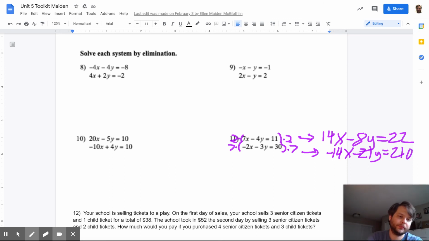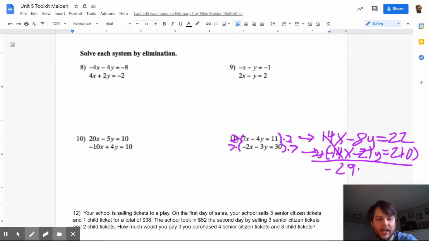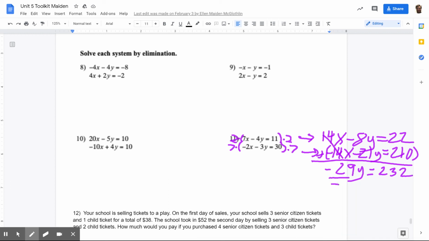Now they're matched up. We have a positive and a negative, so we're going to add those two equations together. So here we have 0x, we have negative 29y, we have, what is that, 232. I bet that if we divide by 29, we'll get a whole number. I'm going to divide by negative 29. So we get y equals, just grabbing a calculator, 232 divided by 29 is 8. We have a negative 8.